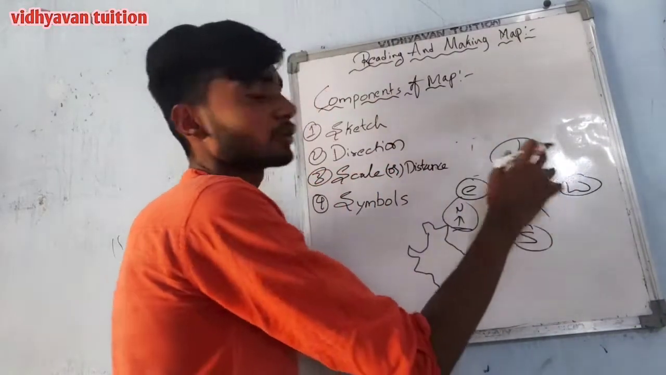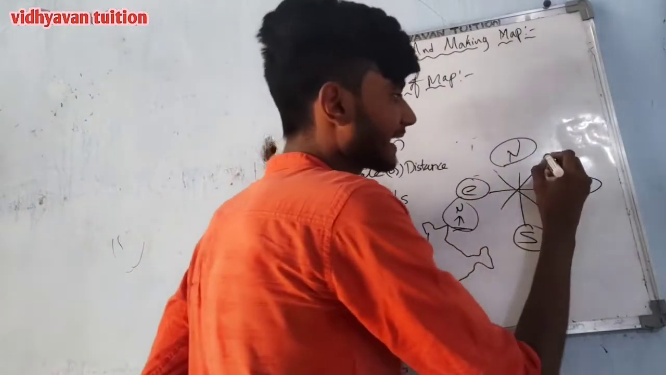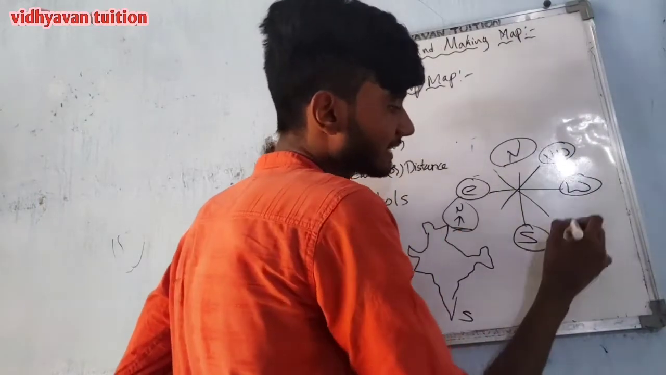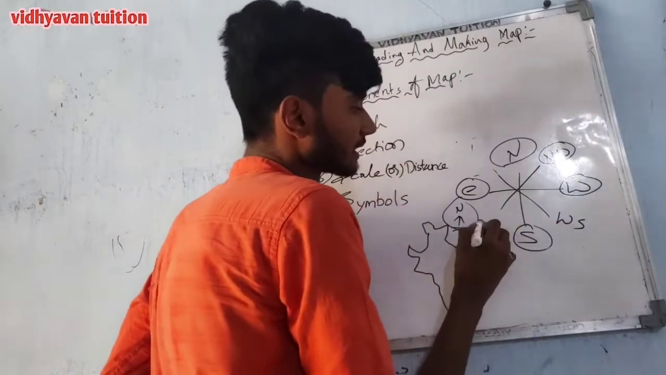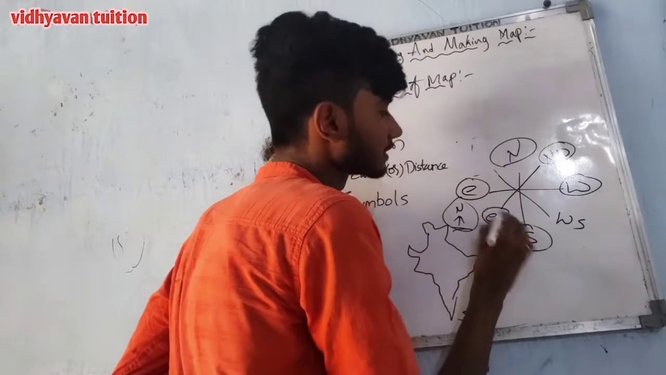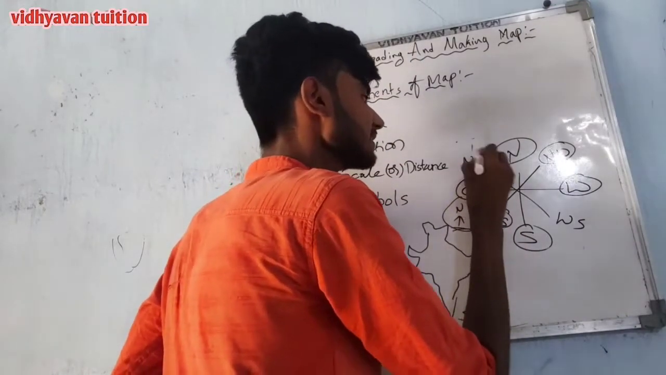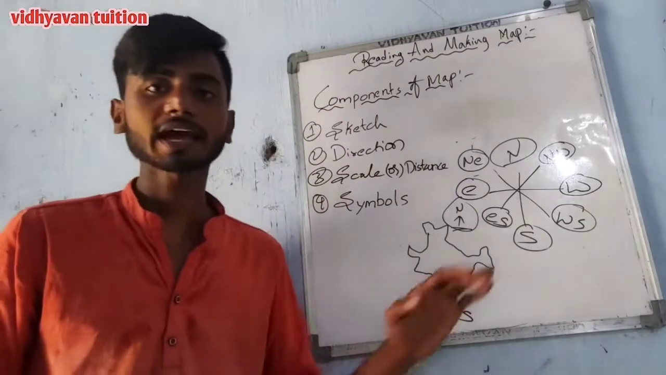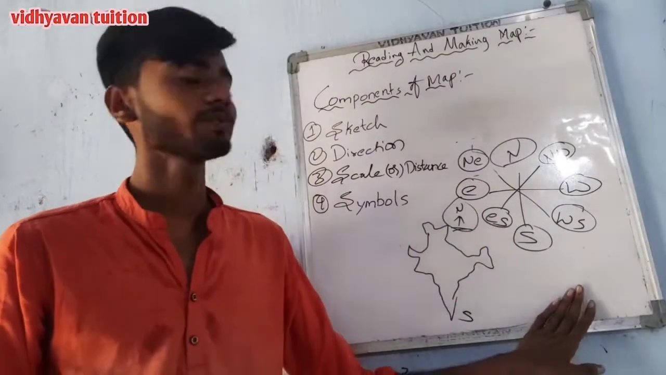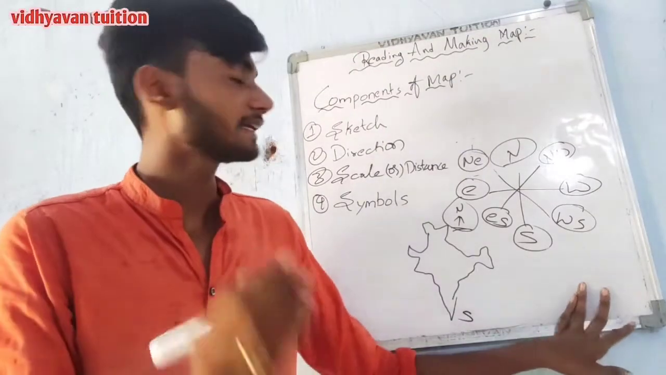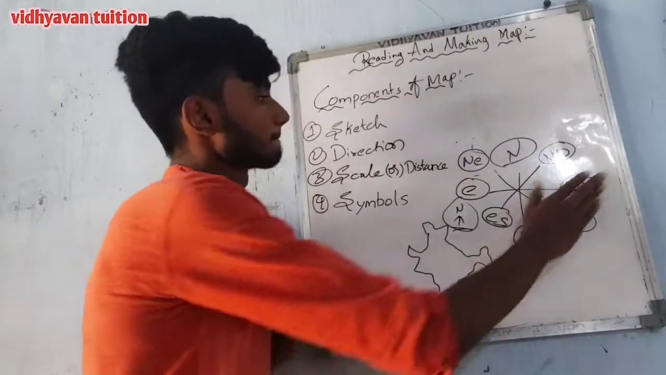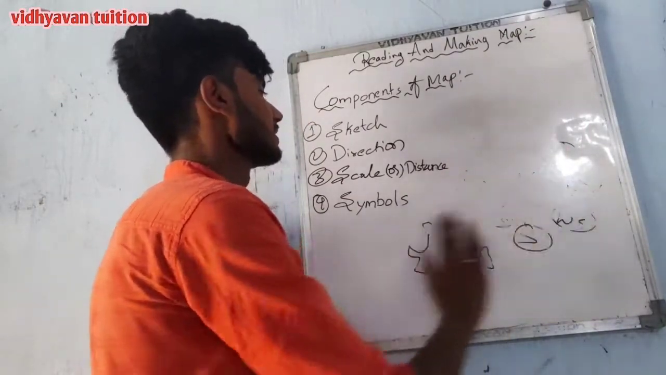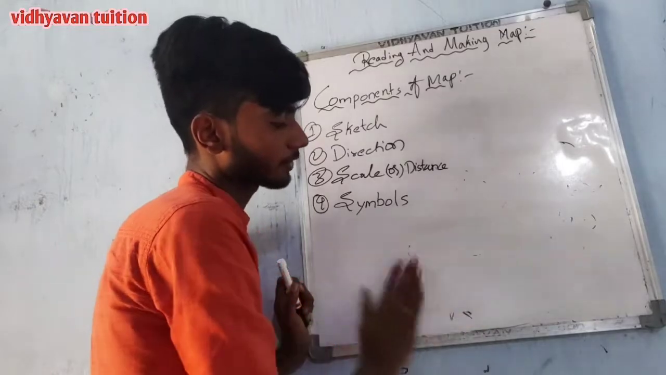In between these there is one direction north west, then south west, south east, and north east. These are the eight directions. I hope you have understood this very clearly. We will go to the next topic, scale and distance.